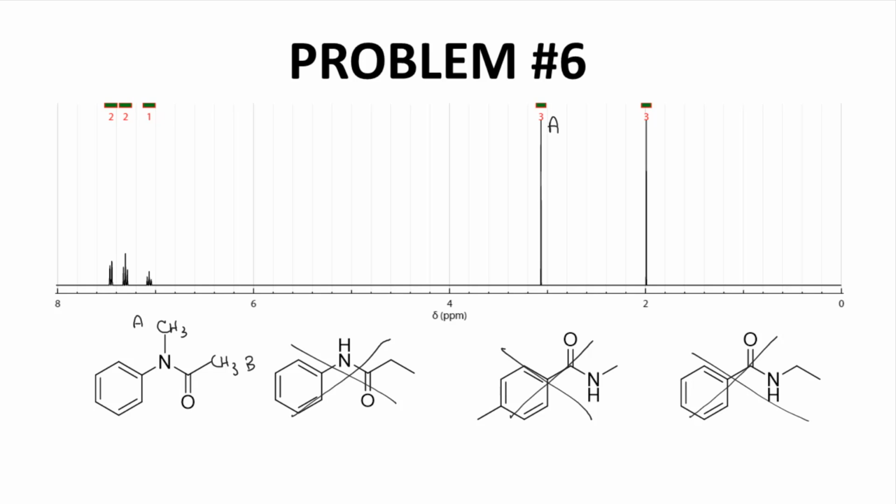B, however, is a methyl group and it's only attached to a carbon. It is less de-shielded and shows up at a lower chemical shift, and that is this signal right here. So everything makes sense as we look at the rest of the data, and everything is consistent with this first structure. So this would be answer A.